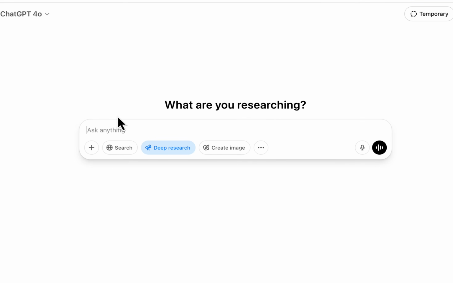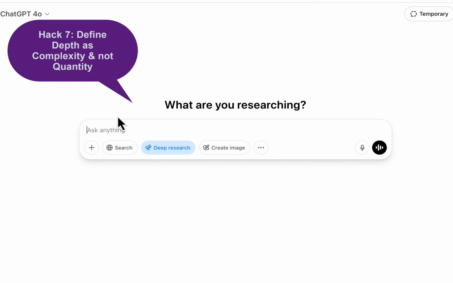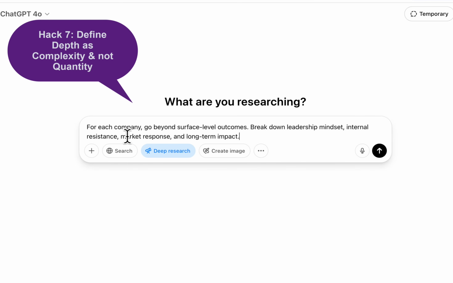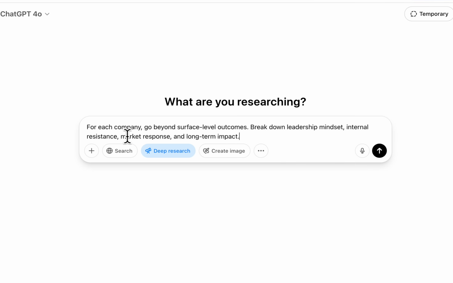Now, for the next hack, we need to look at depth as complexity, as deeper analysis, and not just quantity of analysis. In this example, I'd add to my prompt, for each company, go beyond surface level outcomes, break down leadership mindset, internal resistance, market response, and long-term impact. And what I'm doing here is I'm forcing it to get multi-dimensional insights from these concepts and not just summaries, which a lot of the models tend to do when they come back with their results.